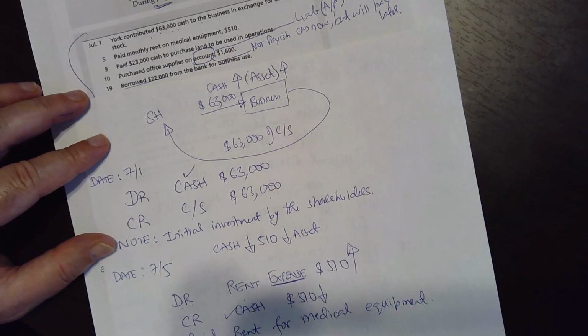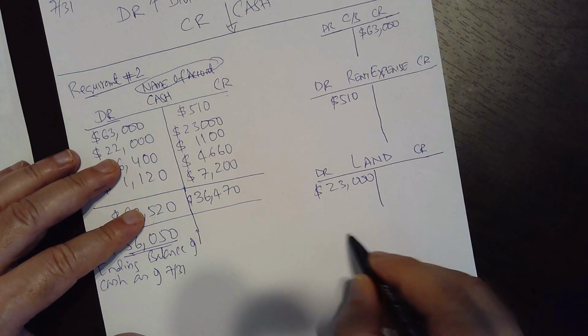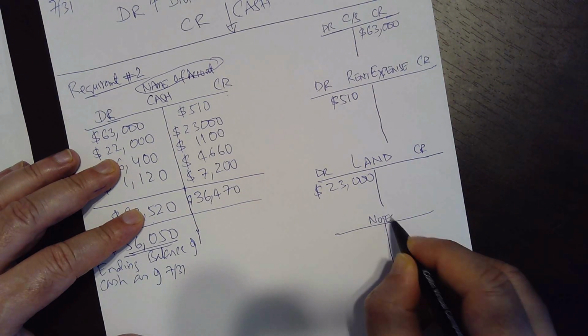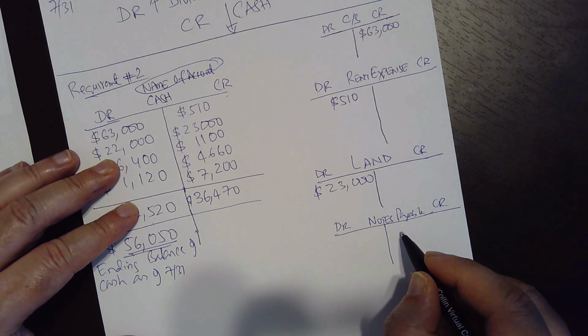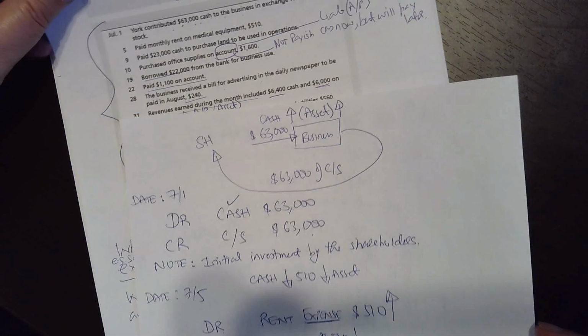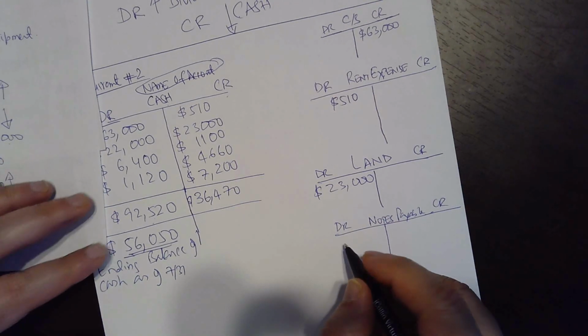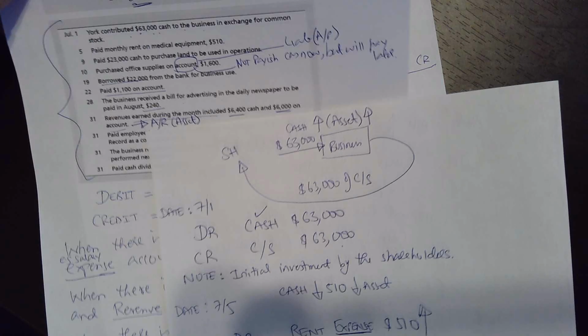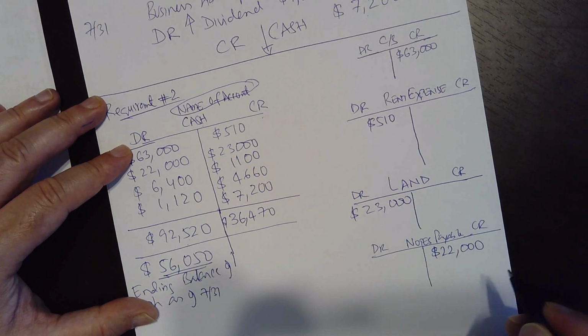In the next transaction, we have borrowed $22,000 from the bank. So we're going to open another account. It's called notes payable, debit and credit, and we owe... I think I wrote it incorrectly. Borrowed $22,000, so it's not 23, it's 22,000. Is it 22 or 23? 22,000. All right, so we have a $22,000 notes payable that we will pay at a later date.